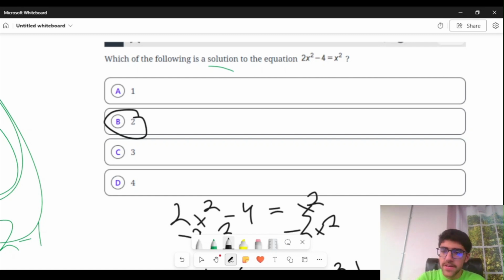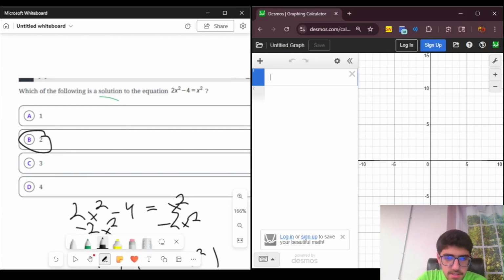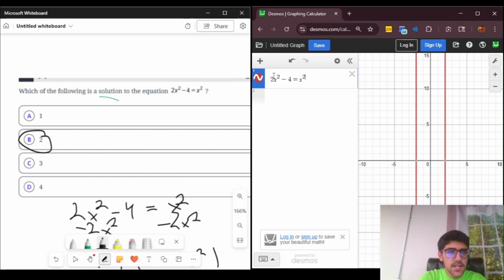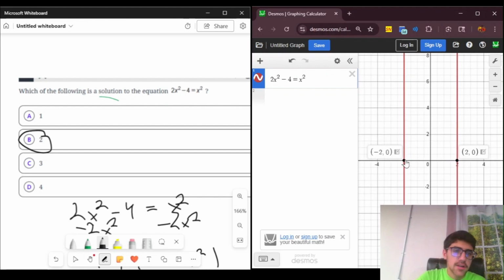Now I'm going to show you how you could easily have solved this using Desmos if you preferred that. Basically, just get the equation and plug it in: 2x squared minus 4 equals x squared. Then just see where it crosses the x-axis. Right here it's 2, right here it's negative 2.